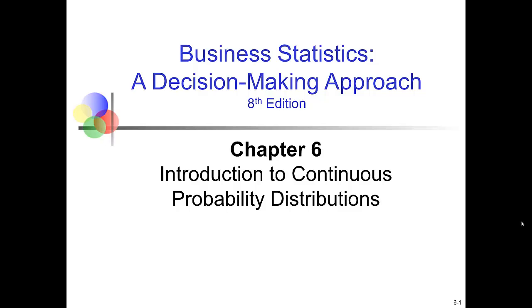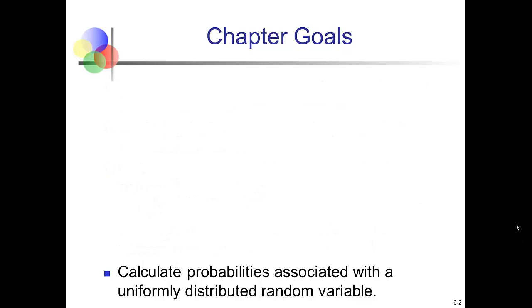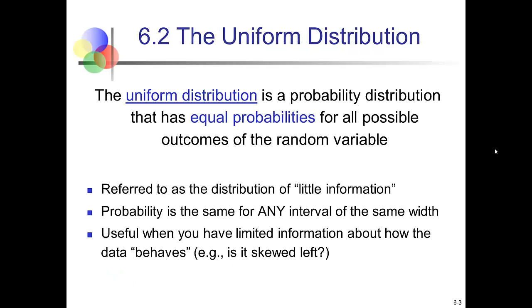This video will cover the second section of Chapter 6, where we'll focus on the uniform distribution. We'll look at what that is and use that to calculate probabilities. The uniform probability distribution, or for short, the uniform distribution, is a probability distribution where each of the range of values that are of equal width have an equal probability of happening. So uniform, equal probabilities. We often call this distribution the distribution of little information.